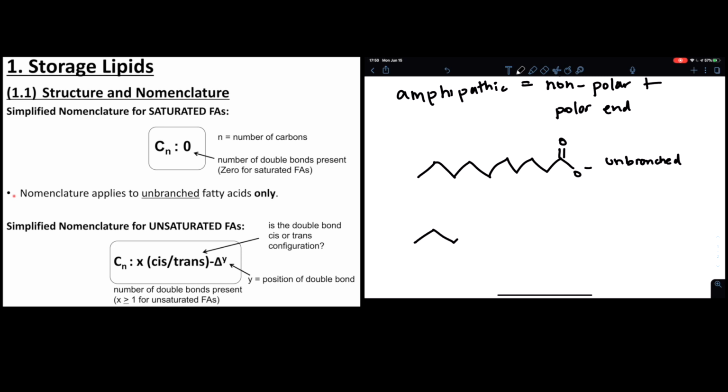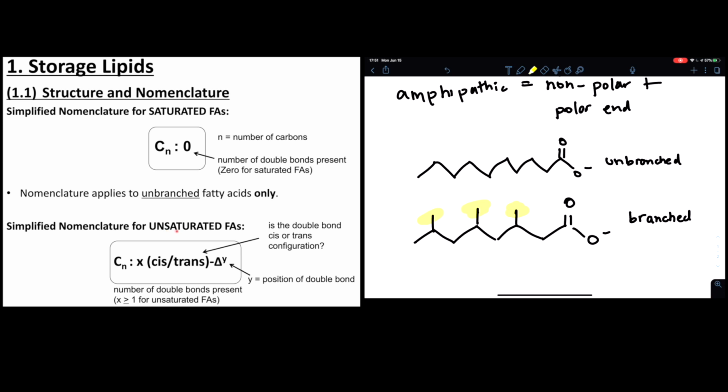If we're talking about branched fatty acids, it might look something like this. Those are methyl groups sticking off of some of the carbons, like I have highlighted in yellow here, and those would be branching points, okay? In this course, we're really only concerned about unbranched fatty acids, and we're going to have one example of branched, but most of them are going to be unbranched.